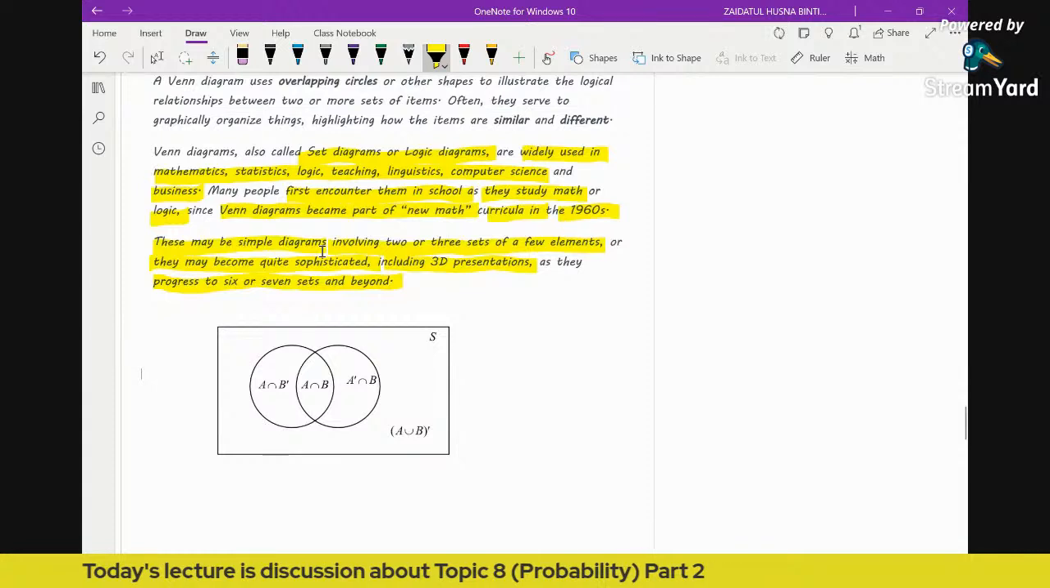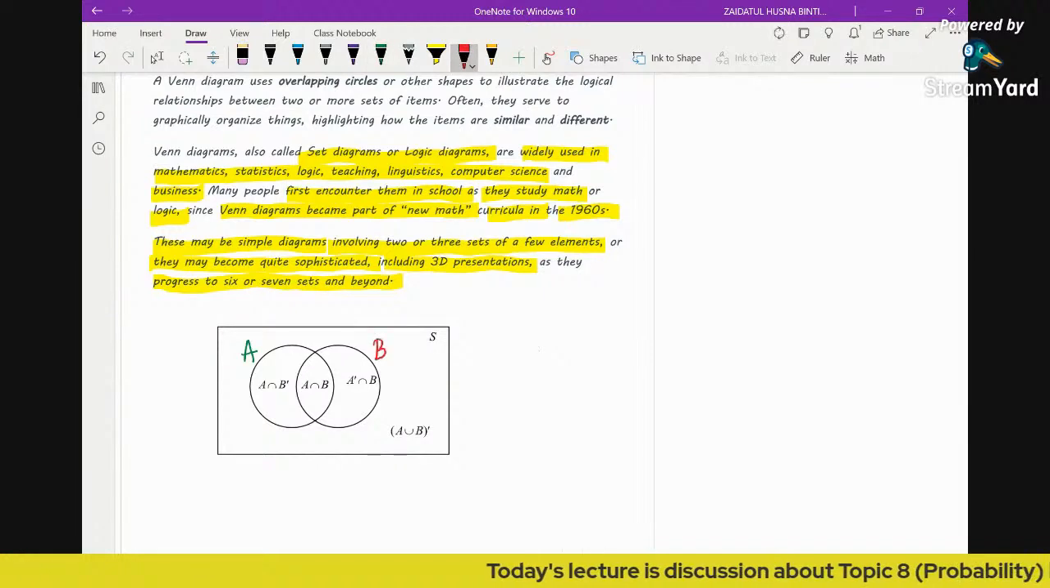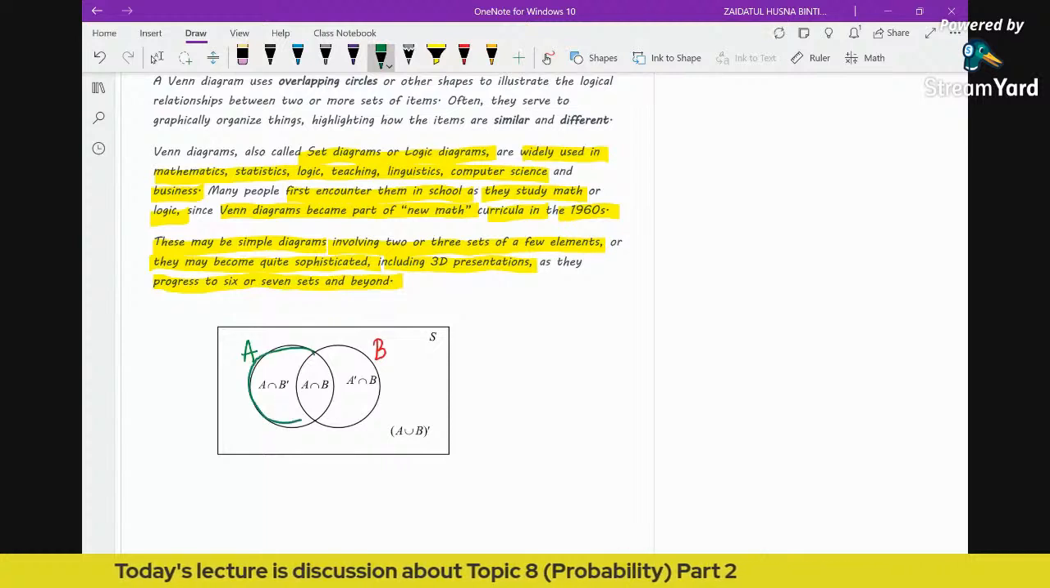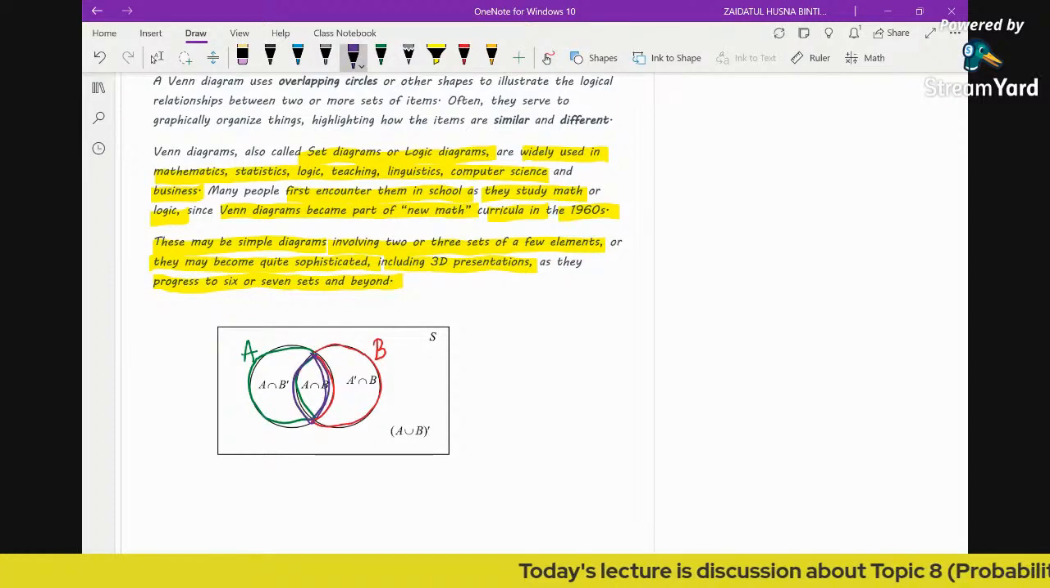Okay, so this is what the Venn diagram tells you about. This is the event A, and this is the event B. This is the region A intersect B prime. This is the region A prime intersect B, and this is the region A intersect B. And this is the region A union B prime.